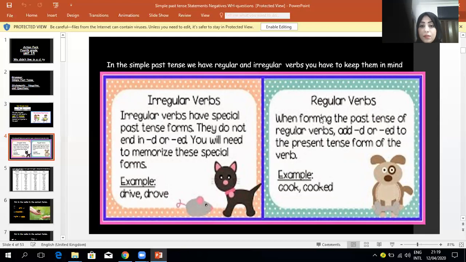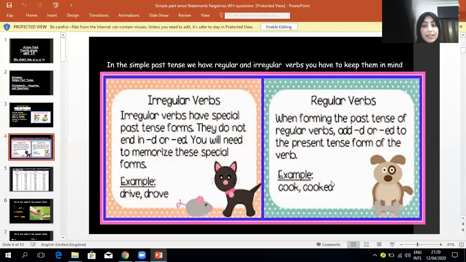Regular verbs. When forming the past tense of regular verbs, add D or ed to the present tense form of the verb. Example, cook, cooked. So look at cook plus ed, cooked. You do verb plus ed. Talk becomes talked. Play becomes played. So this is the basic form for simple past tense verbs.